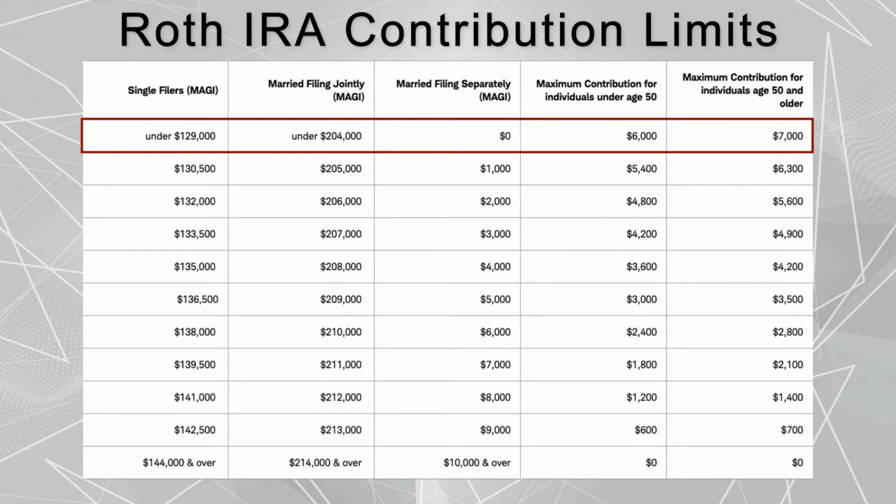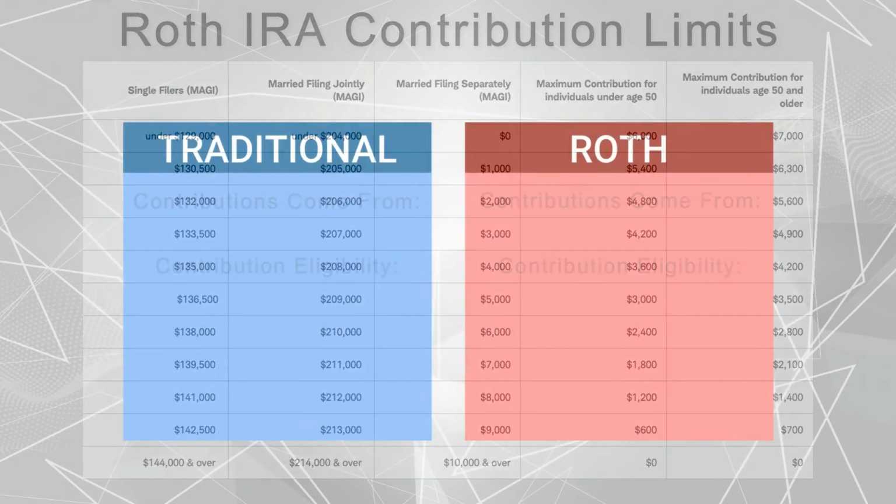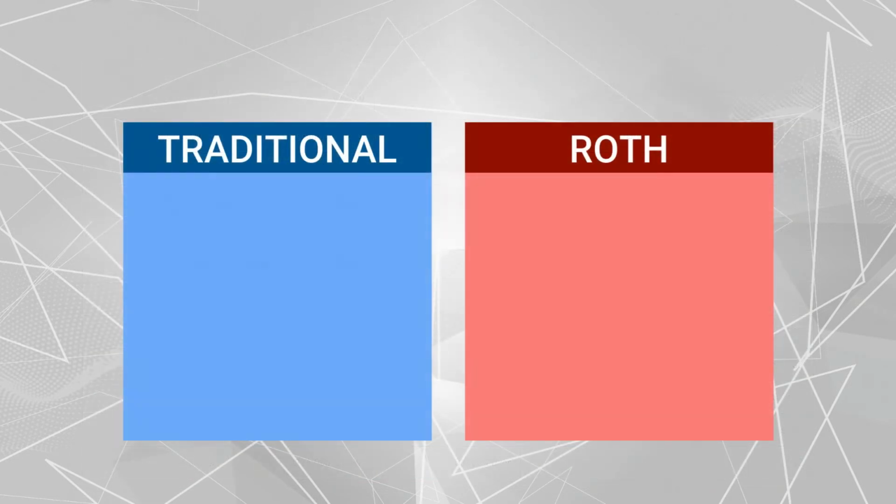If you are over the age of 50, you can contribute more. Notice that the more you make, either as a single filer or married filing jointly, the less you can contribute to a Roth IRA.